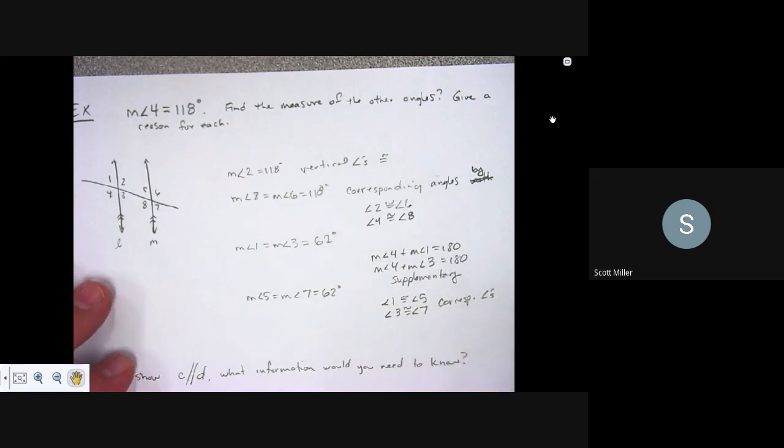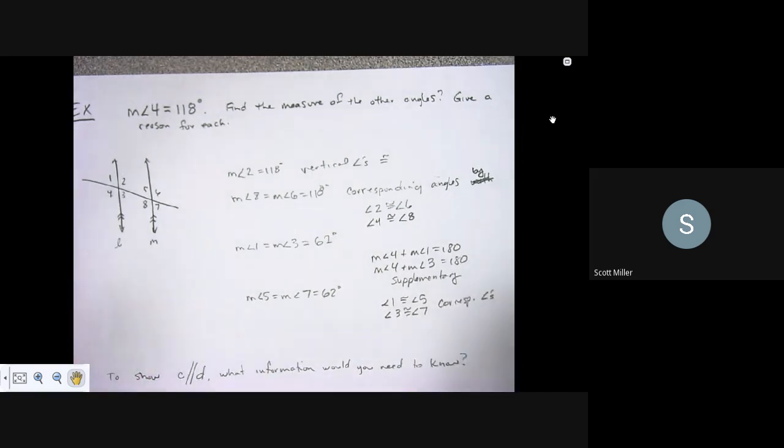So we've measured all of them. Again, there's more than one way to do all this. This is just one way of doing it. You could have used different theorems and different relationships to explain things other than the ones I gave. Okay? But this is just one way to do it.